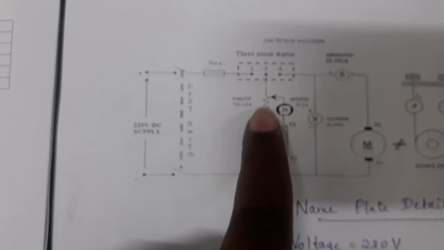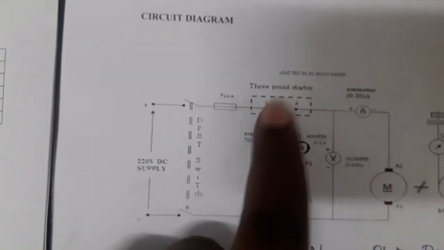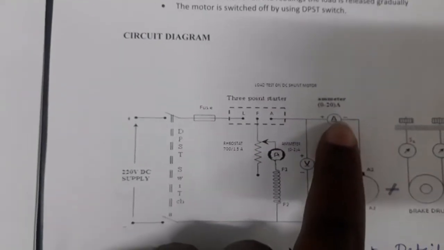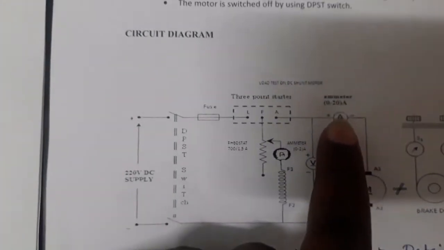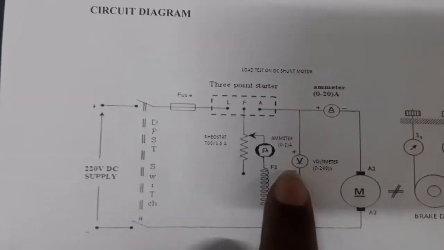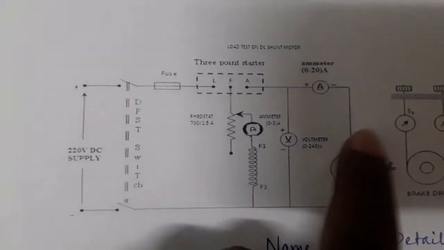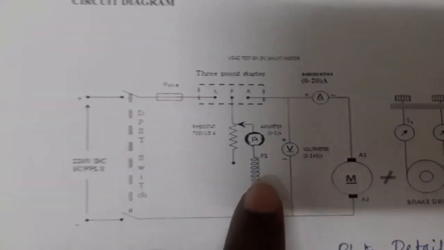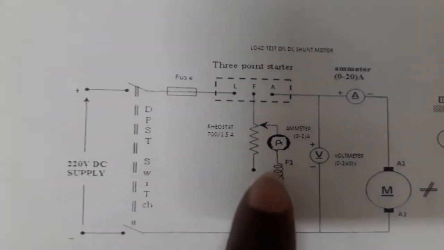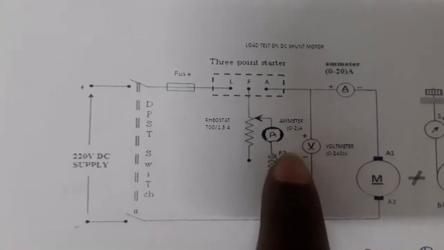For a motor to start, we need a 3-point starter. So we have to connect a 3-point starter here. For measuring the current value of the load, we have to connect an ammeter at this point. To measure the load voltage, we are connecting the voltmeter at this point. This is the motor armature A1 and A2 point. So the connecting points are F1, F2, A1, A2, voltmeter plus minus.